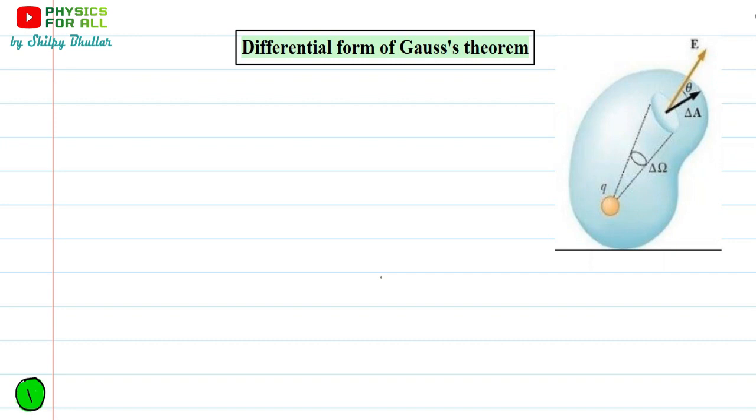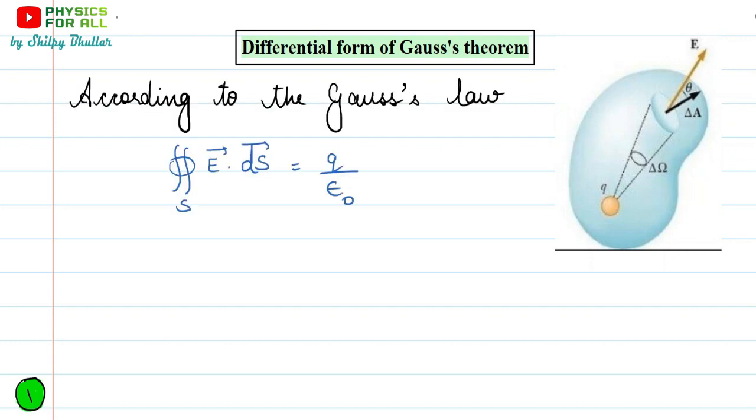Here, we are going to discuss differential form. Let's get started. For this, we have to use Gauss law, the Gauss theorem of electrostatics. So, let's put down what is the Gauss law. This is how the statement of Gauss law looks like.